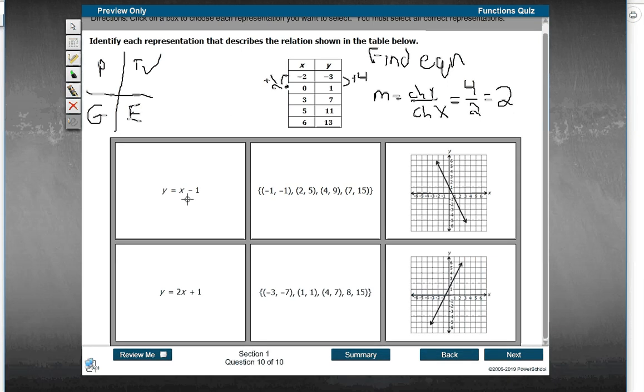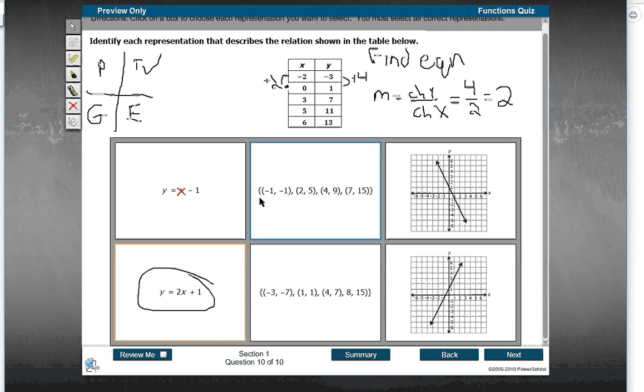So out of these two equations, we know that it cannot be that one because our slope must be 2. So we will select that one. Again, make sure it is highlighted orange like so. You must click on it to make sure it is highlighted orange. All right, I know there's a lot going on. Take your time, pause it if you need to reevaluate what you have.